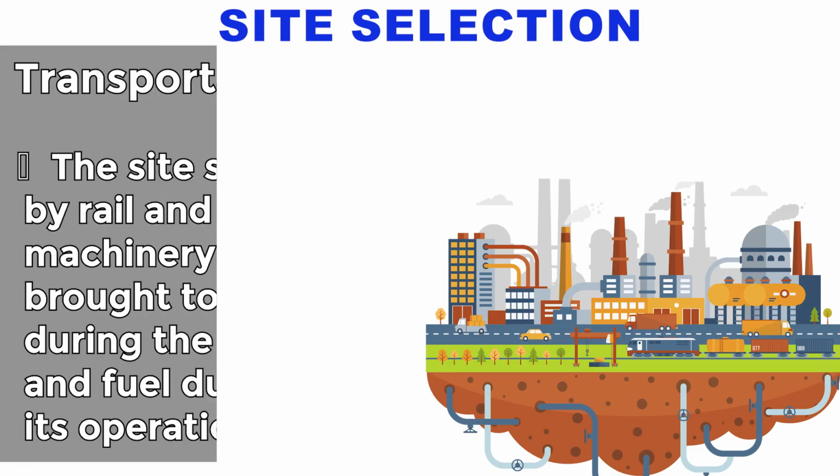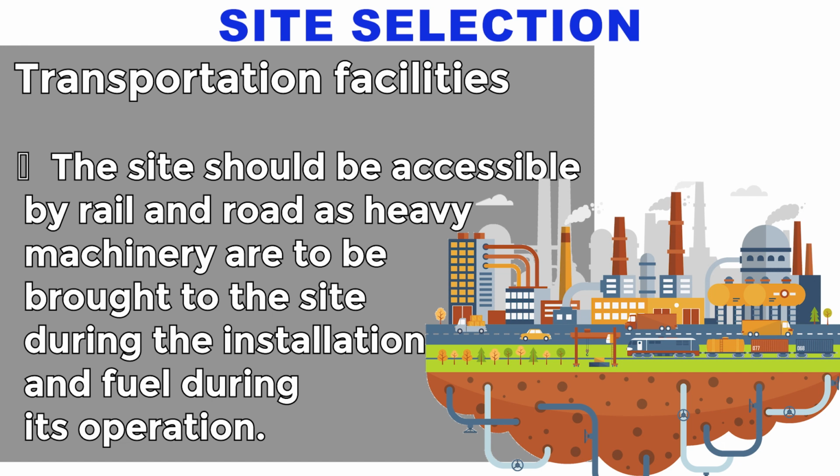Still, in the case of nuclear power plants, the fuel requirement is very less. Hence, we require the transportation facility during the nuclear power plant construction only. In contrast, we may not require all the transportation facilities like steam power plants for normal working days. So, the site should be accessible by rail and road as heavy machinery are to be brought to the site during the installation and fuel during its operation.